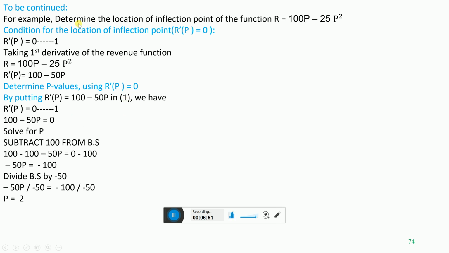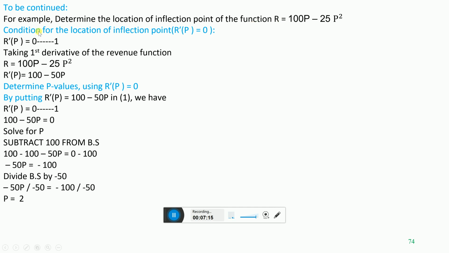For example, determine the location and existence of inflection point of the function R equals 100p minus 25p square. This is the revenue function, and we are checking the location and existence of inflection point of this revenue function.